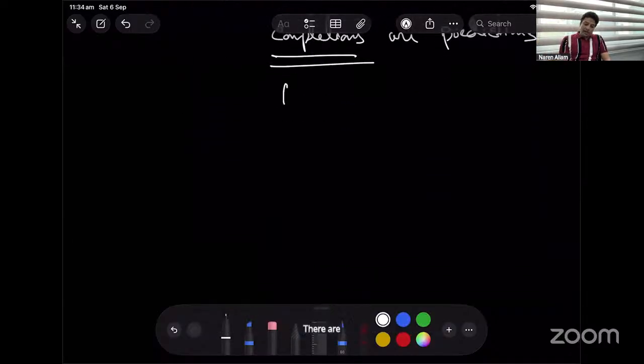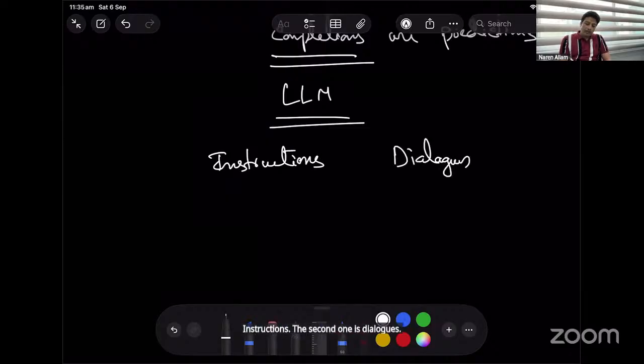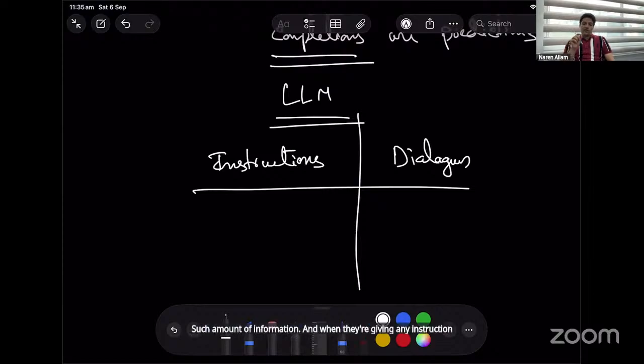There are two parts in any LLM architecture. The first one is instructions. The second one is dialogues. Instructions means the text. They have trained these LLMs with a huge number of books in libraries, a lot of newspapers, blogs, articles, and text on the internet, in fact, text in chats, something like Stack Overflow. When you give an instruction, which is simply a line in English, it can relate itself to other information it got trained on.